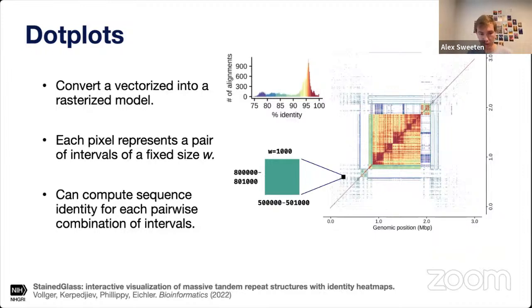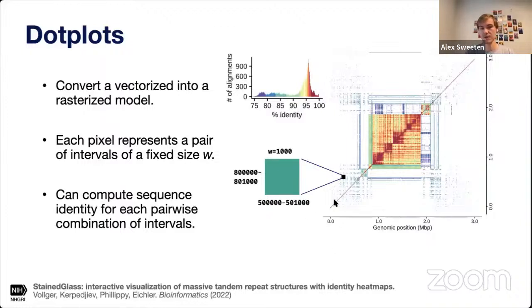And so around 2 years ago, this paradigm shift in terms of dot plots came into effect through a publication by Mitchell Folger from the University of Washington called Stained Glass. And this converts the vectorized model of a dot plot into a rasterized model. So what I mean by rasterized is that when you're not drawing lines, you're instead fixing at certain intervals a discrete value. So if you see this dot plot on the right here, each pixel represents a pair of intervals based on some fixed size. So in this example, we have a fixed size of 1,000 base pairs.